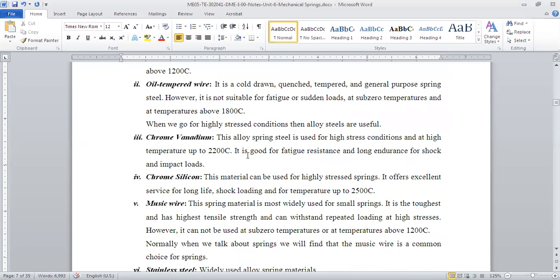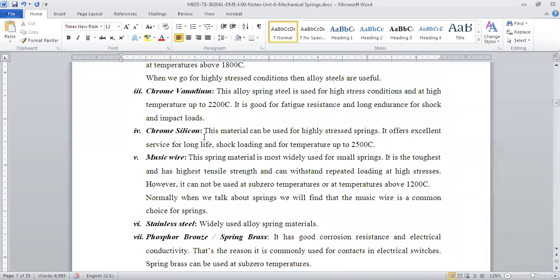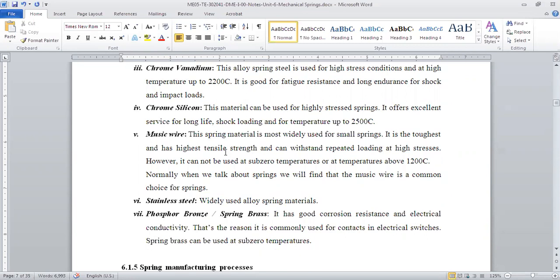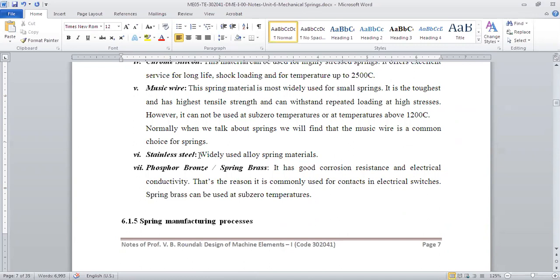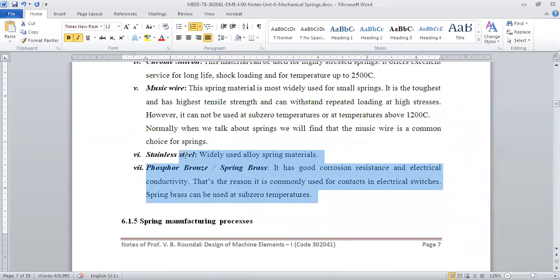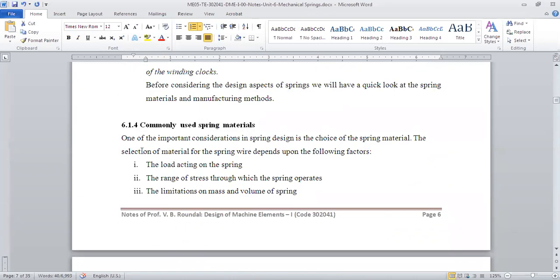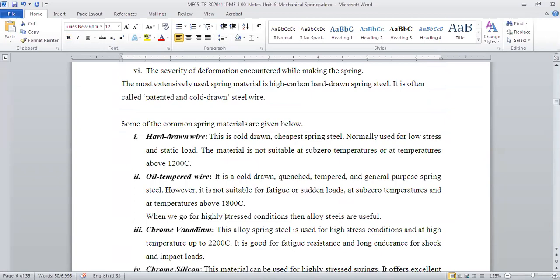So chrome vanadium, this is for very high stress and very high temperature applications. That time, this type of spring is for shocks and impact. When the chromium comes into the picture, it has good shock and impact resistance, right? Chrome silicon, right? This is for shock loading, and if the temperature is high. Music wire is another type of material for the spring. This is used for small springs. Stainless steel and phosphor bronze. So these are different types of materials. So you will choose the material of the spring depending on the application where it is used, right?